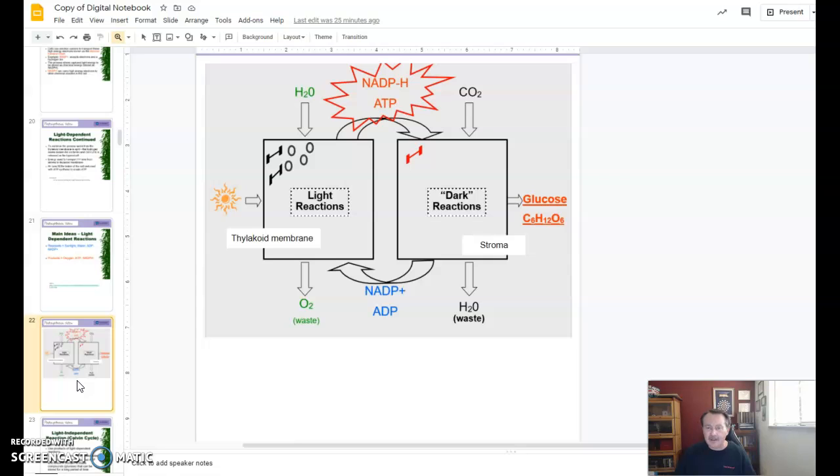The next slide, slide 22, is talking about where these things are actually taking place. Where is the light reaction taking place? Where is the dark reaction taking place? I added these boxes here, the thylakoid membrane and the stroma, so that you can tell the light reaction takes place in the thylakoid membrane. The dark reaction takes place all around those membranes in the stroma.